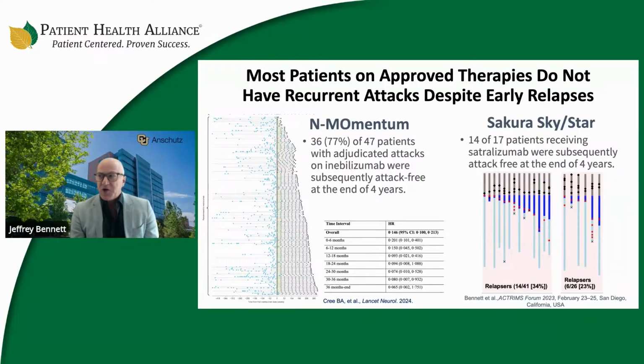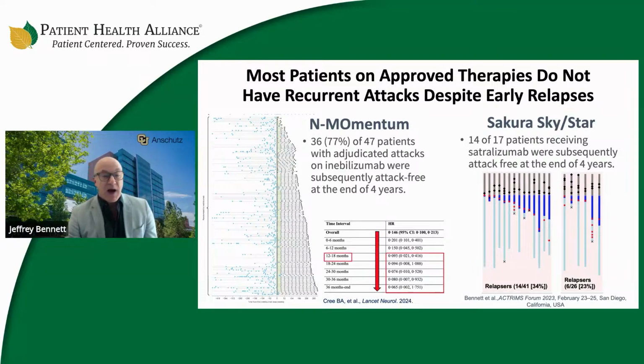This is the data that I'm referring to with regard to the NMOMentum and SECURA trials for both inebilizumab and satralizumab respectively. Note on the waterfall plots on the left and right, the red dots represent relapses. In the green is the randomized control period for the NMOMentum trial, blue for the SECURA Sky and STAR trials, that patients who had attacks in that randomized control period rarely continued to have attacks in the open label period of the trials. As shown, 77% of the patients in NMOMentum and 85% of the patients in SECURA Sky and STAR had relatively attack-free periods after their initial attacks during the randomized control periods.